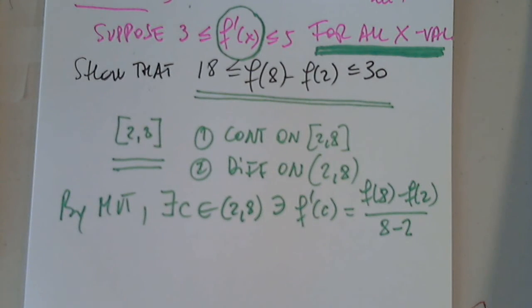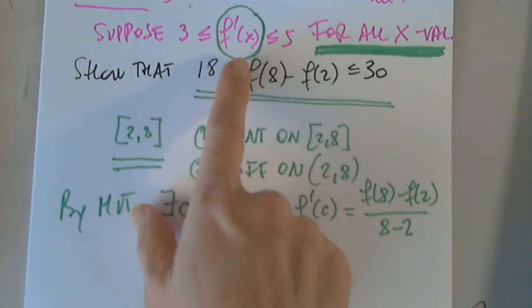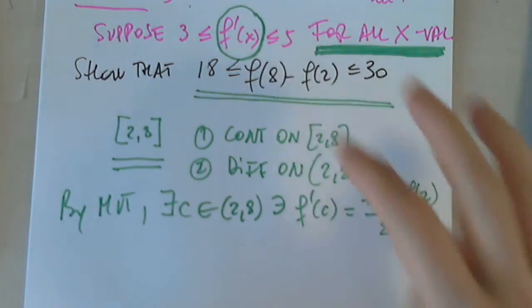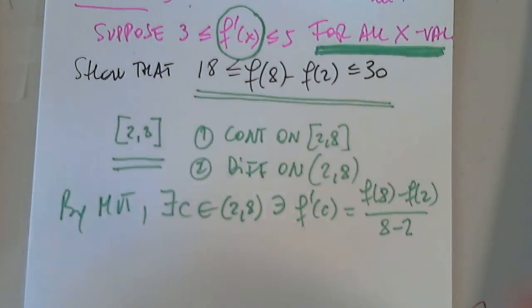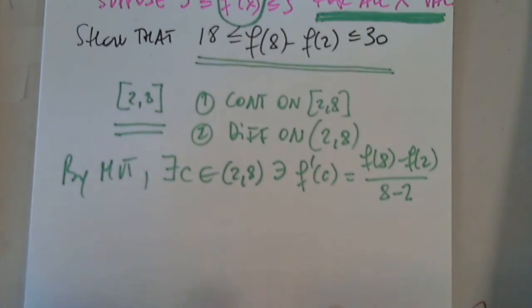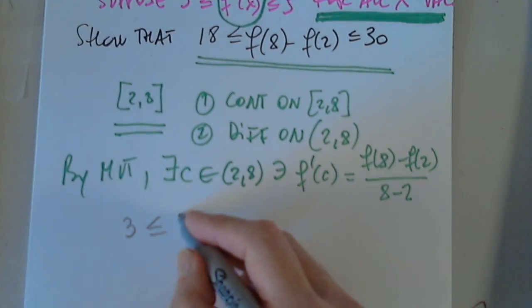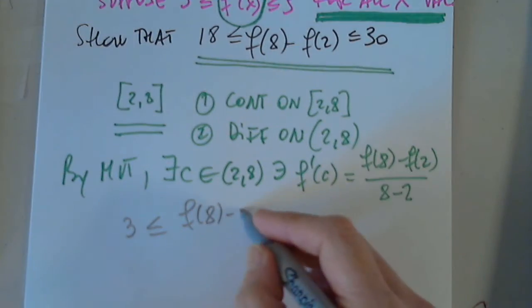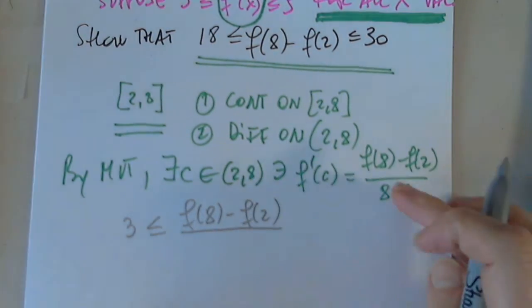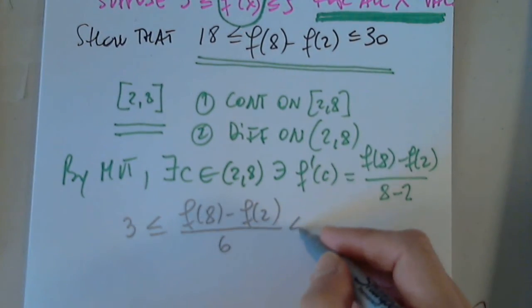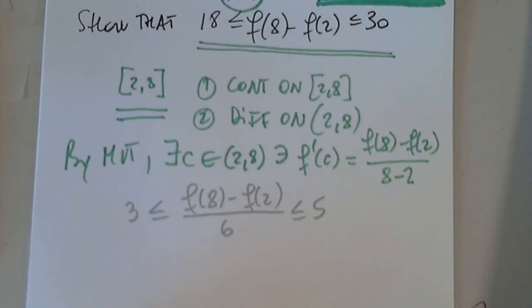Now I know that, according to what is given to us, f prime of x, or f prime of c, or any f prime, is squeezed between 3 and 5. Okay, if that's the case, then I have 3 less than or equal to f of 8 minus f of 2, divided by 8 minus 2, which is 6, less than or equal to 5. Can anyone suggest what to do next and finalize the problem?